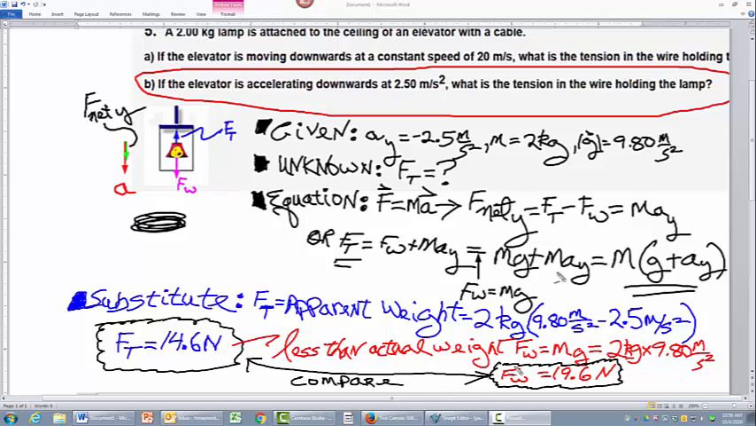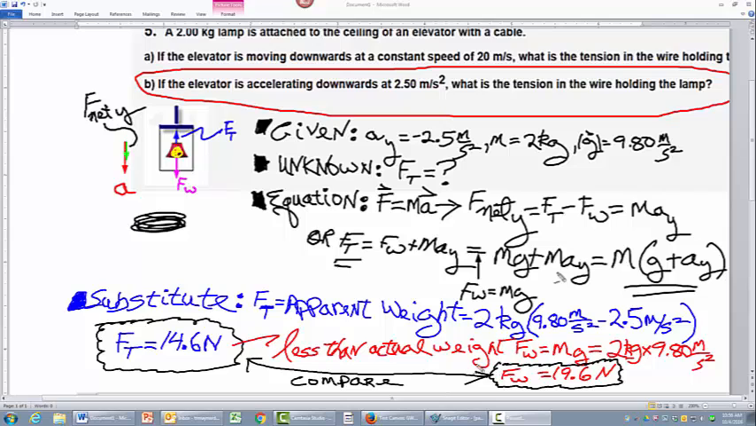Compare this with the actual weight. The actual weight F sub w is mass times the acceleration of gravity, or 2 kilograms times 9.80 meters per second squared, or 19.6 newtons. The apparent weight for the lamp in an elevator that's accelerating downwards is 14.6 newtons, which is less than the actual weight of 19.6 newtons.